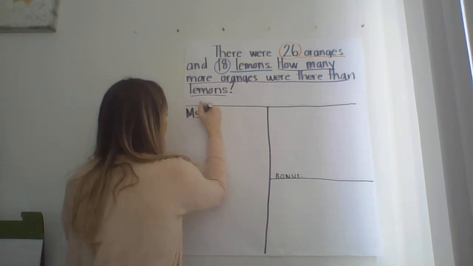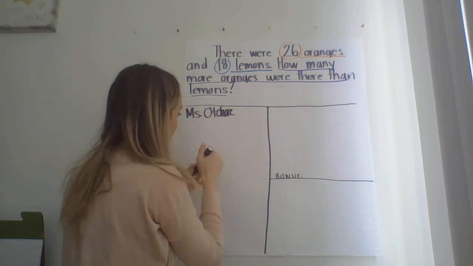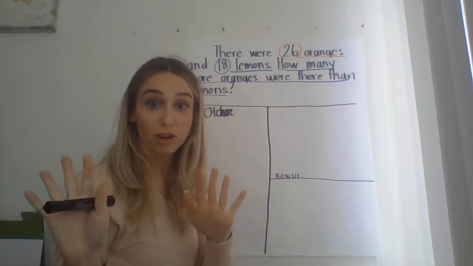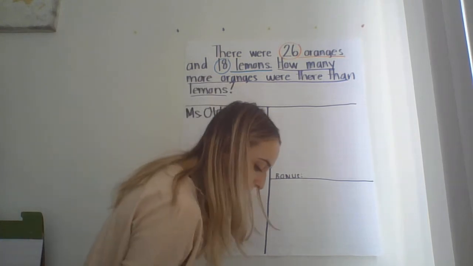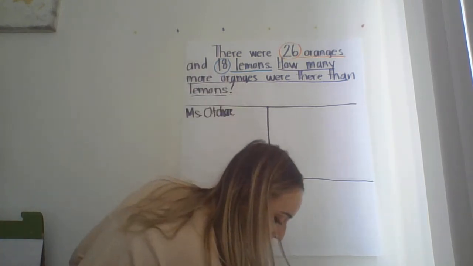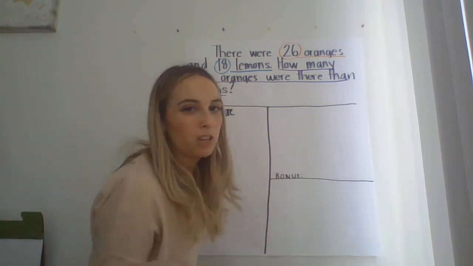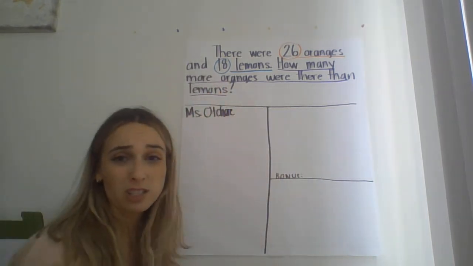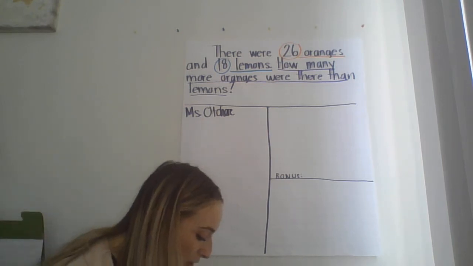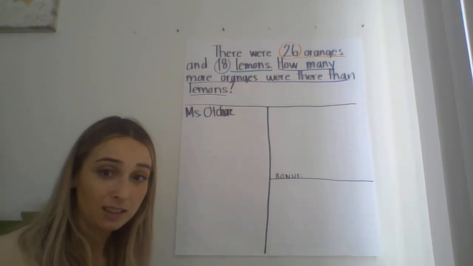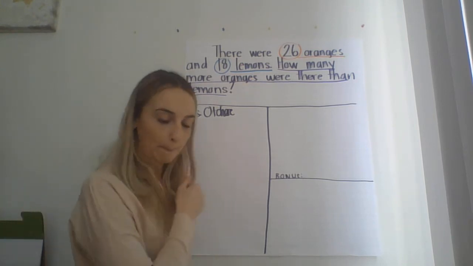Miss Autry. And Miss Autry did a super juicy strategy. Say, way to go, Miss Autry. And in this strategy, Miss Autry decided to conserve one of the parts that she knew. She knew there was 26 oranges and she knew there was 18 lemons. So she decided to start with the smaller number, 18 lemons, and she decided to keep it in her heart.